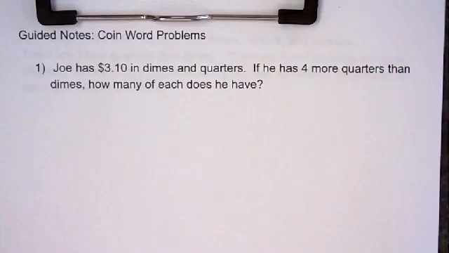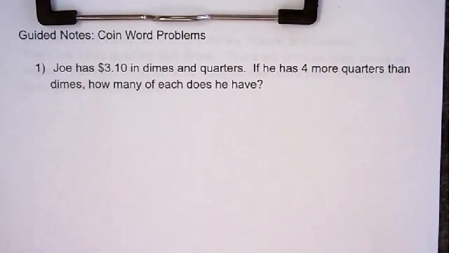These are the guided notes that go with coin word problems. Now, in these problems, you're going to be told that you've got a pile of change. You're going to be told in a dollar amount how much the change is worth. And then you're going to be given some kind of relationship about how many dimes, nickels, quarters, pennies, whatever that you have, and you've got to figure out the exact amount.